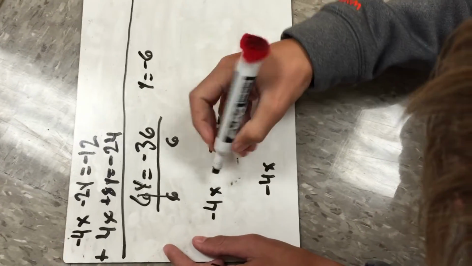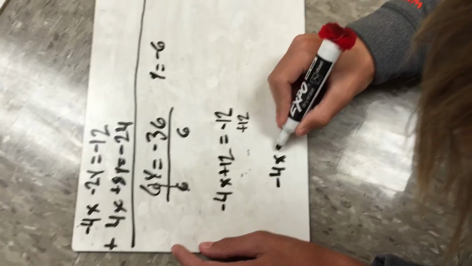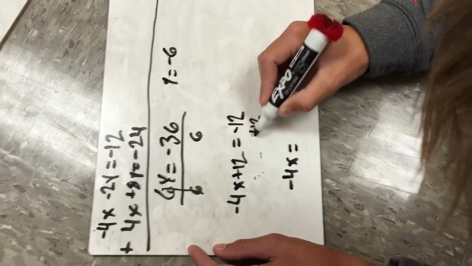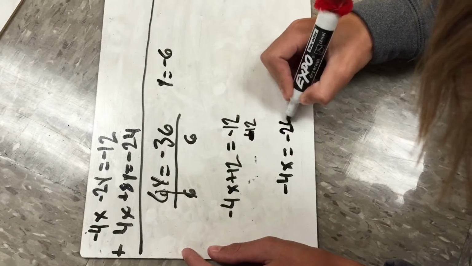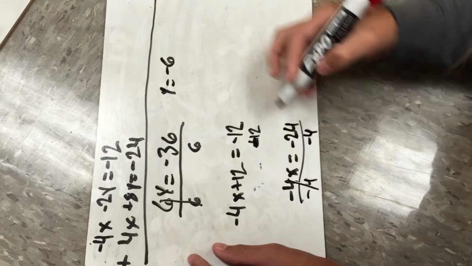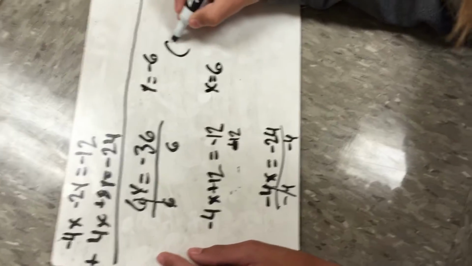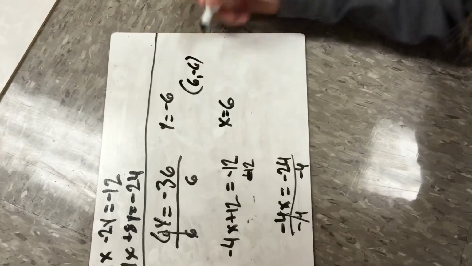So this would be positive 12, because negative times a negative is a positive. So you subtract 12 from both sides, -24, divide both sides by -4, x equals 6. So your first point is 6, -6.